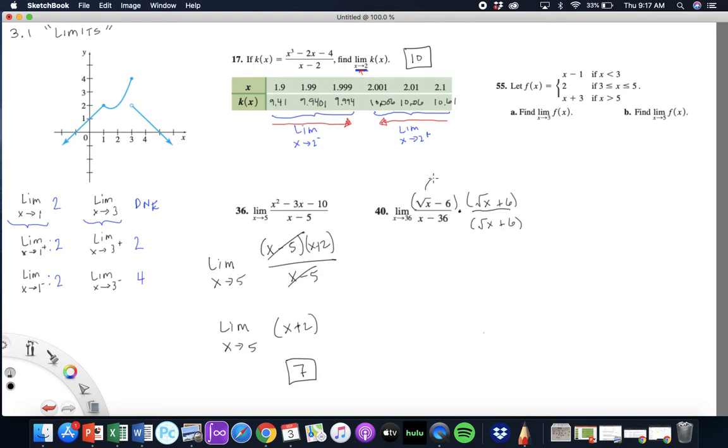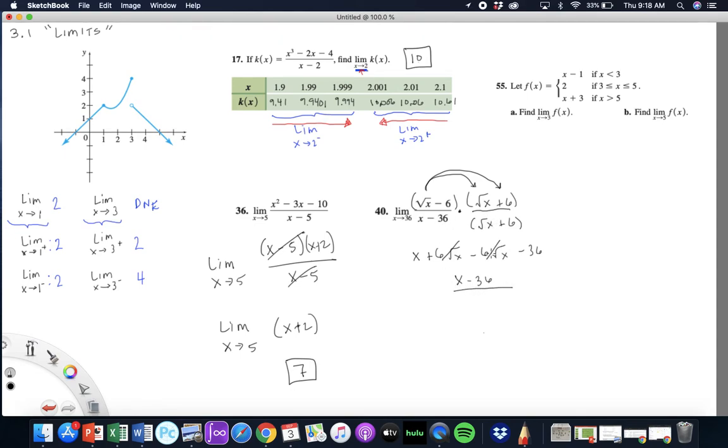So the key here is I'm going to FOIL this. We got the square root of x times square root of x, that would equal x. Square root of x times 6 is 6 square root x, minus 6 times the square root of x. And then -6 times 6 is -36. Now if I simplify this, you'll notice these cross out, and I'm left with x minus 36 on top.